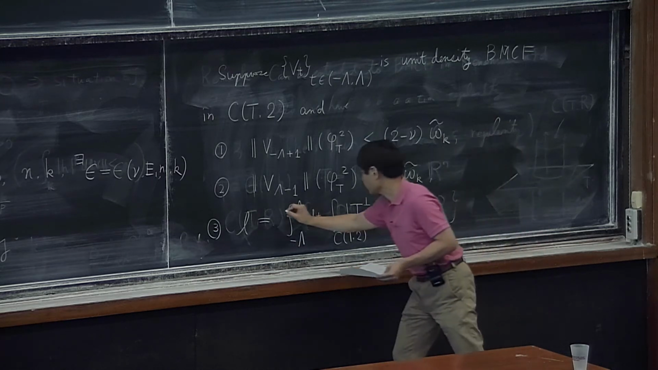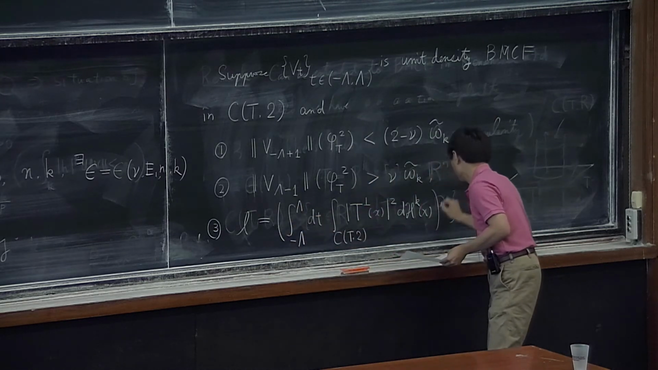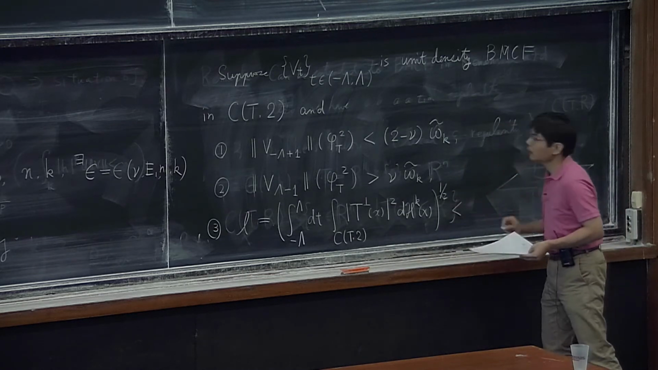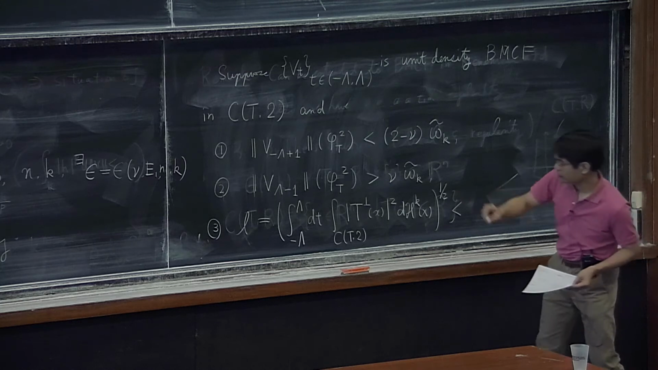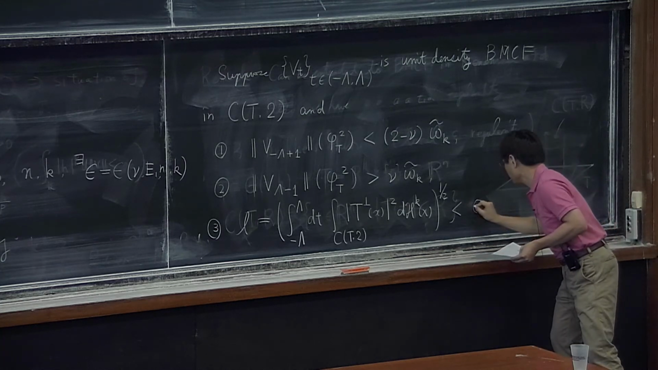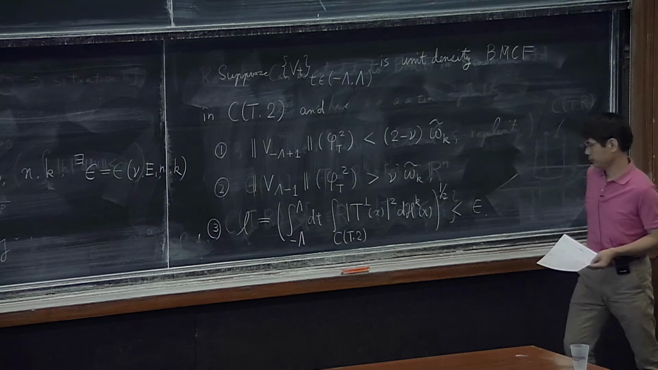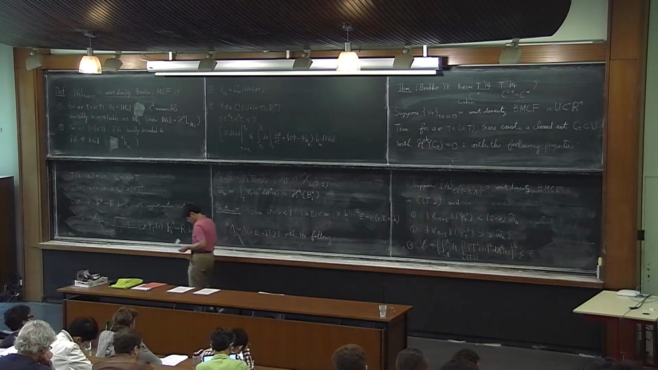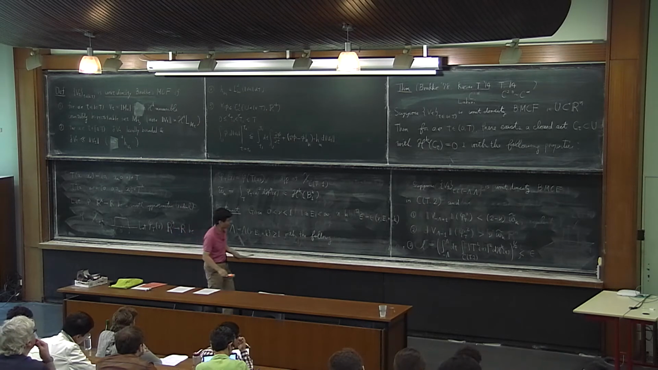Okay, take a square root. This is less than that number epsilon. So that's the assumption. Oh, I'm sorry, another one. Yeah, sorry, the last one.